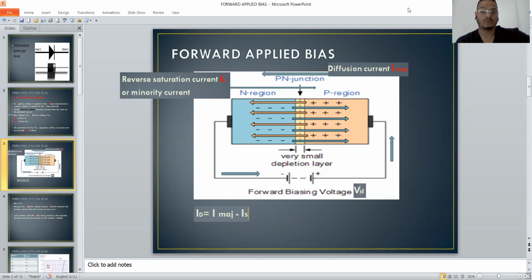Bismillahirrahmanirrahim. Good afternoon, everyone. Today we will explain together the important information about forward applied bias.